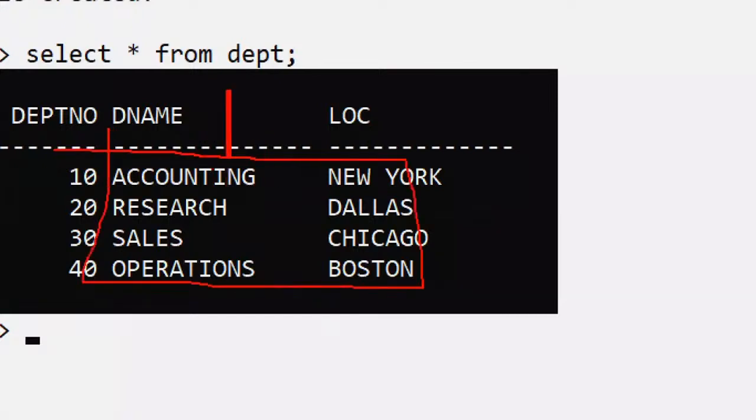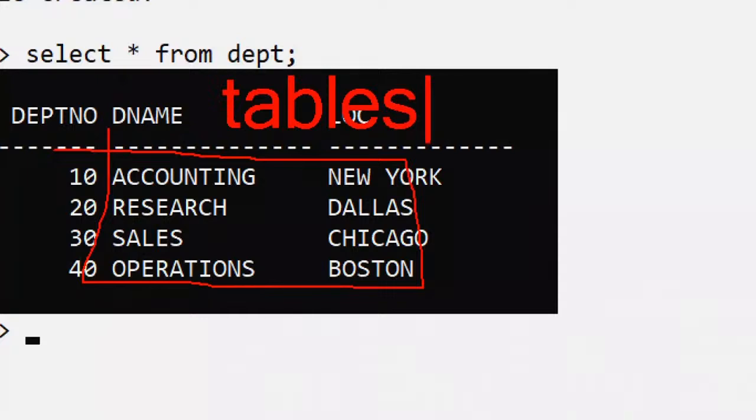Matrix means nothing but rows and columns. Nowadays, that is also called two-dimensional tables. But before 1970, this data model was not there. The hierarchical data model, the network data model, and some other data models were there, with IMS and IDMS software.